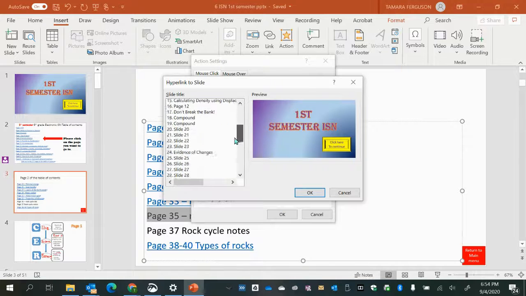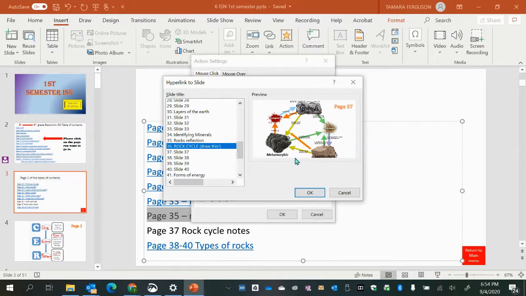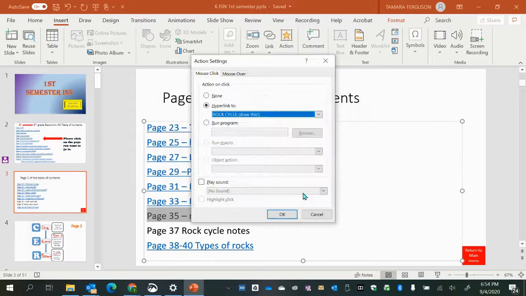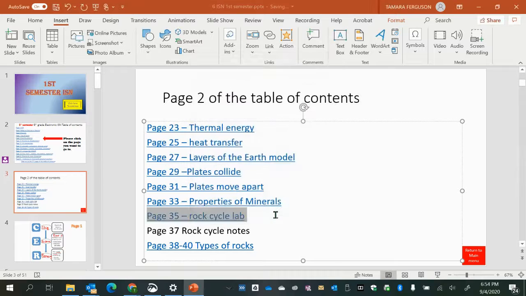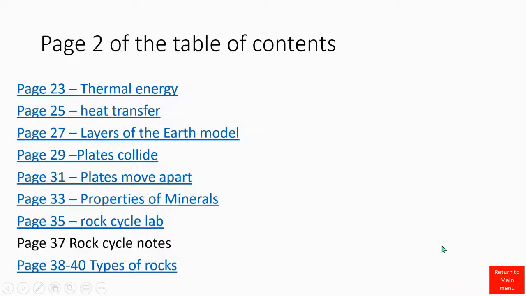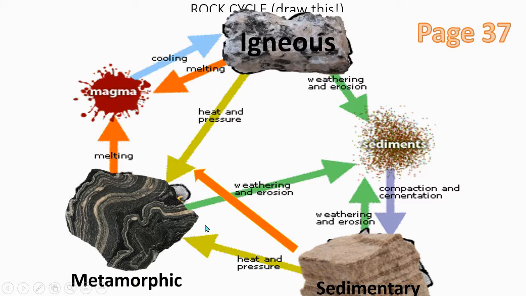And I'm going to jump down to the slide that I'm looking for. And I can see right here it says Rock Cycle. So I'm going to click it. And there's my picture. And then I click OK. And now you can see when I put this in presentation mode, if I click on what I just linked, it will jump me to that page.